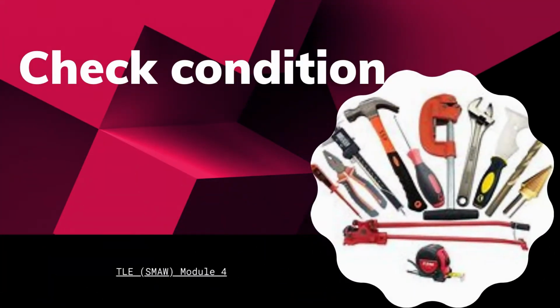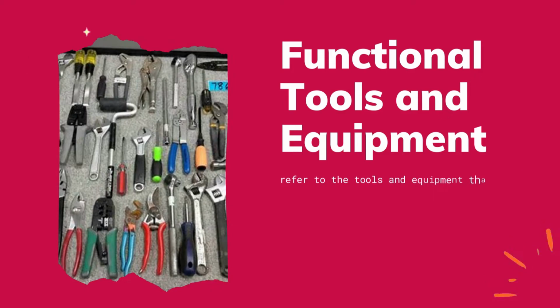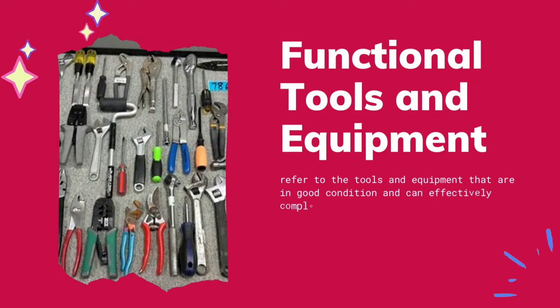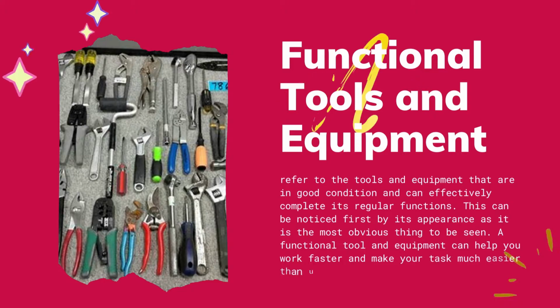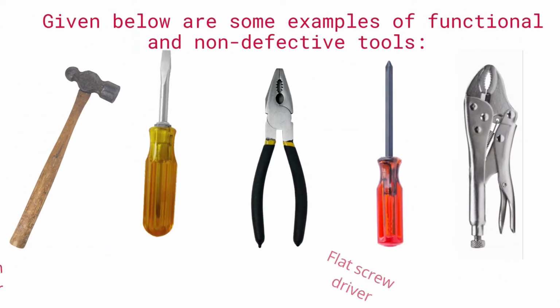Check condition of tools and equipment. Functional tools and equipment refer to the tools and equipment that are in good condition and can effectively complete its regular functions. This can be noticed first by its appearance, as it is the most obvious thing to be seen. A functional tool and equipment can help you work faster and make your task much easier than usual.